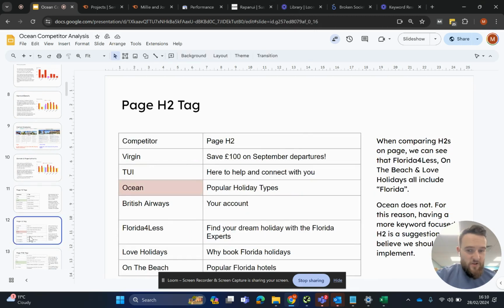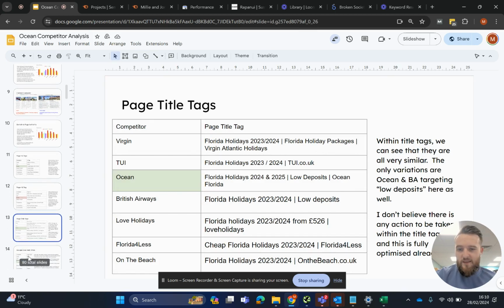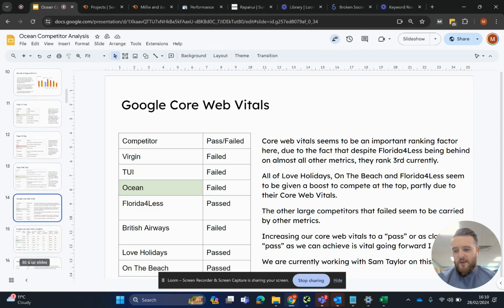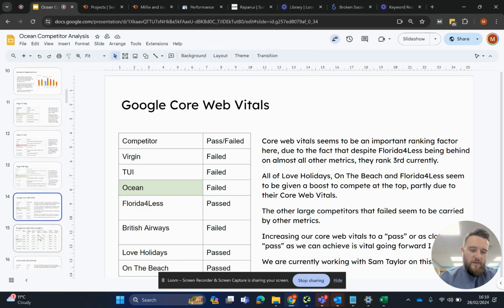What's the H2? What's the title tag? In terms of speed, what are our competitors doing compared to us? Is our website faster? Is it slower? Is it passing on the Core Web Vitals? These are all going to be important, because essentially once we've got those foundations, it's then understanding, okay, we've got the perfect optimization. Why are we not ranking above competitors? And that's where this is really vital and important.